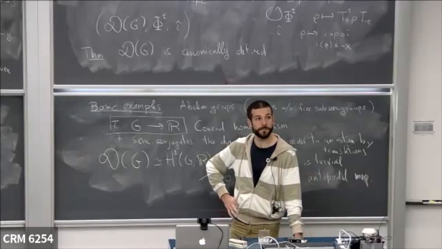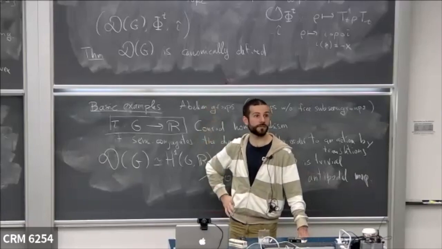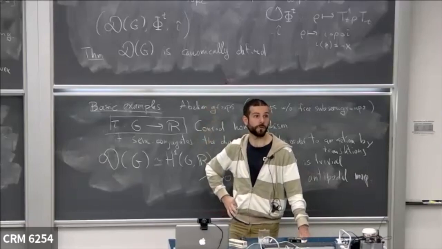But do I have compactness for the circle? No. But you can define the Deroin space also for actions on the circle.